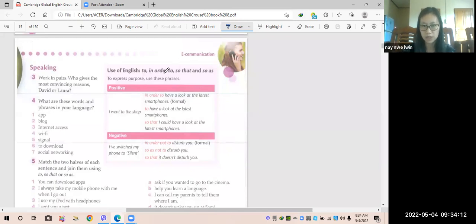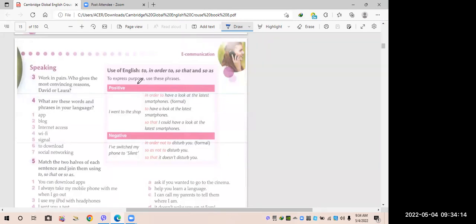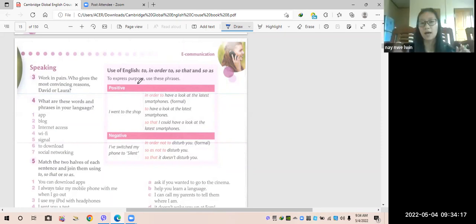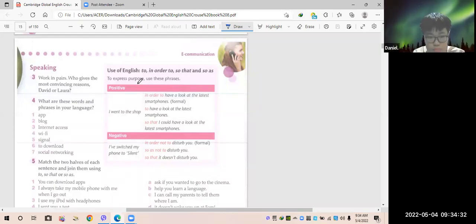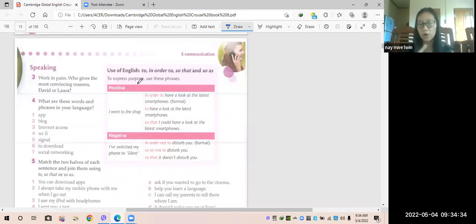So we can use these phrases to express the purpose of the action. For example, I got up early this morning, so the purpose is to attend the class. So we can connect these two sentences by using to, in order to, so that, and so as. For example, I get up early this morning to attend the class, or I get up early this morning in order to attend the class, or I get up early this morning so that I can attend the class, or I get up early this morning so as to attend the class.